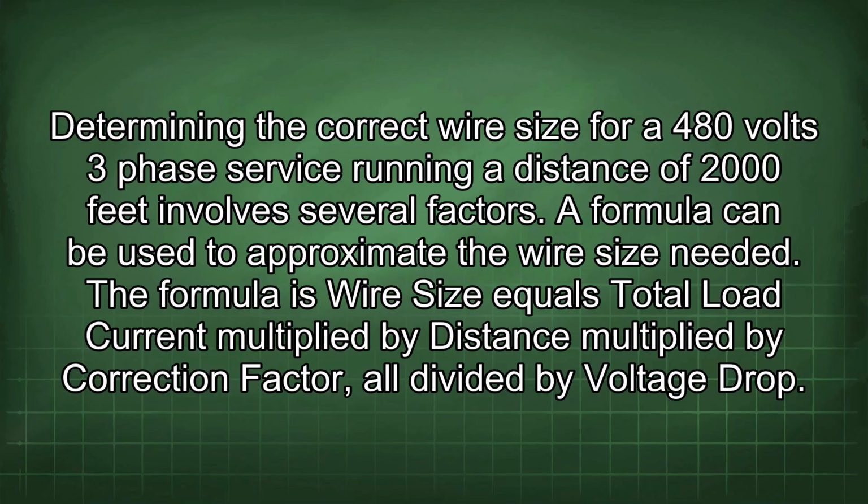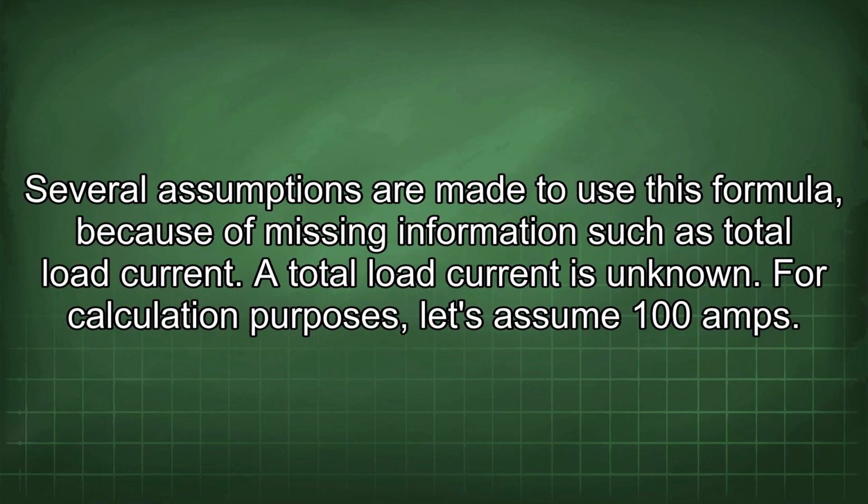Determining the correct wire size for a 480 volts three-phase service running a distance of 2000 feet involves several factors. A formula can be used to approximate the wire size needed. The formula is wire size equals total load current multiplied by distance multiplied by correction factor, all divided by voltage drop. Several assumptions are made to use this formula because of missing information such as total load current.